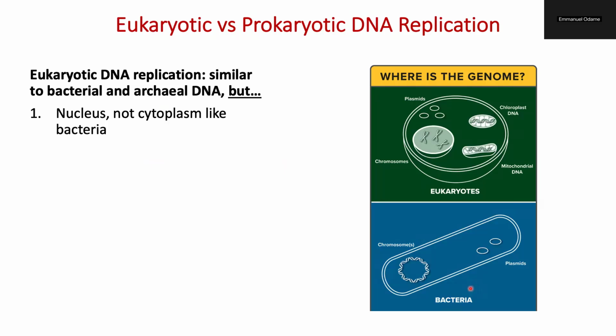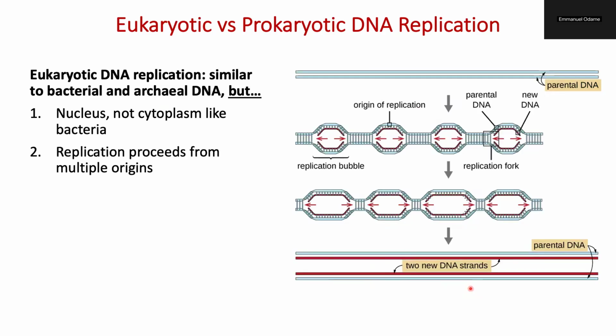In eukaryotes, DNA replication is actually similar to that of bacteria and archaeal DNA. However, because there's no nucleus, this is only going to happen within the cytoplasm, and then replication will proceed from multiple origins.